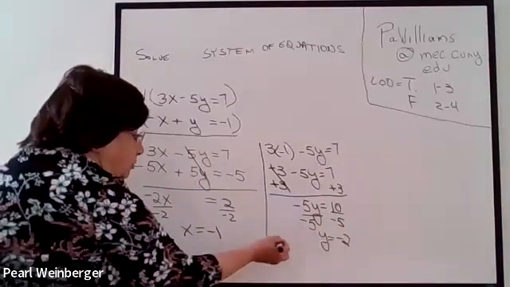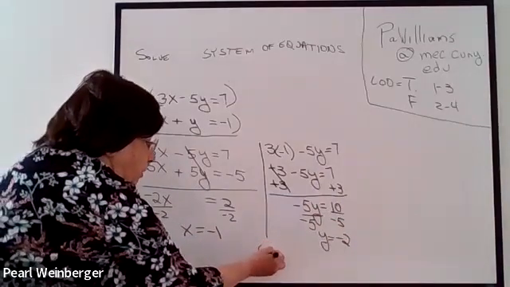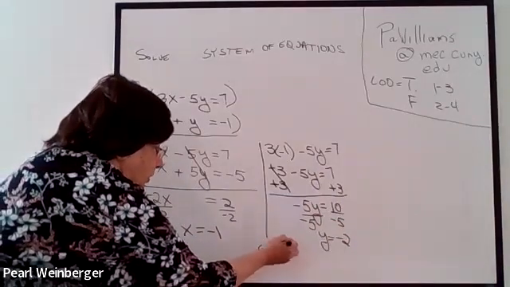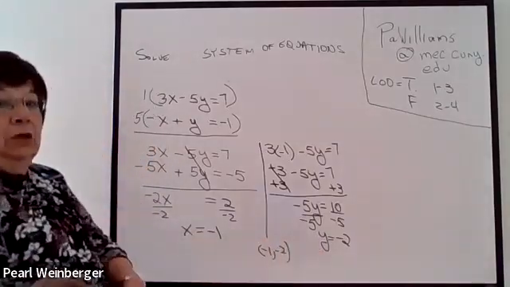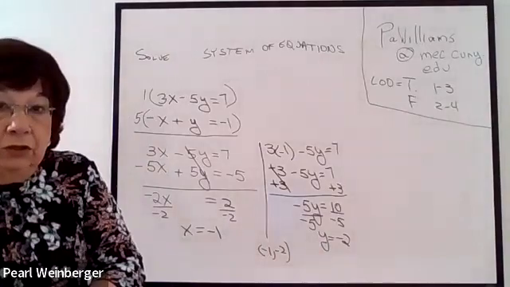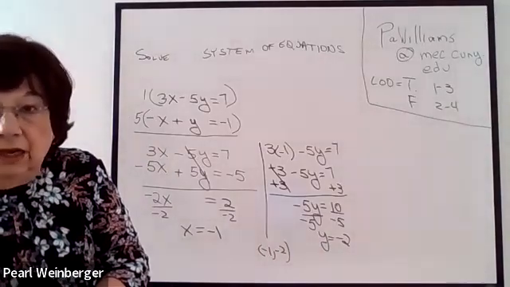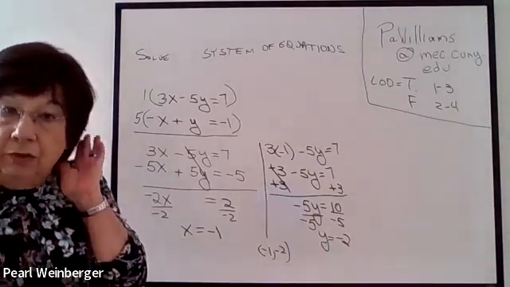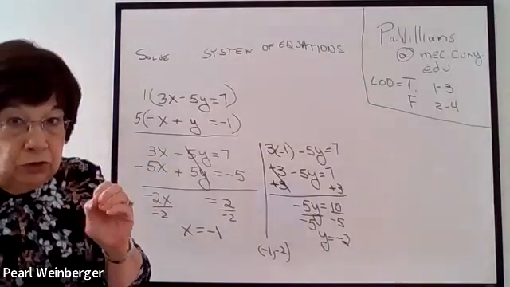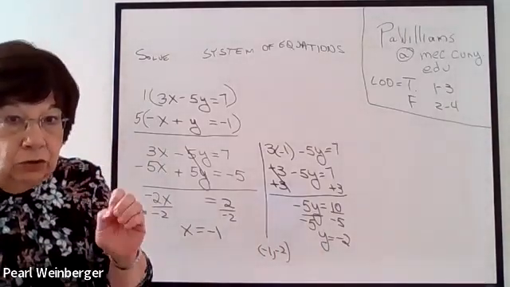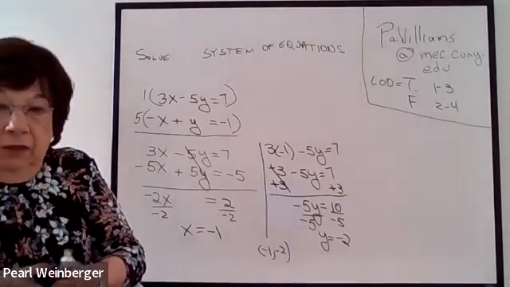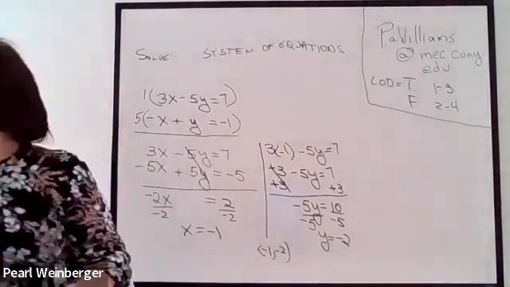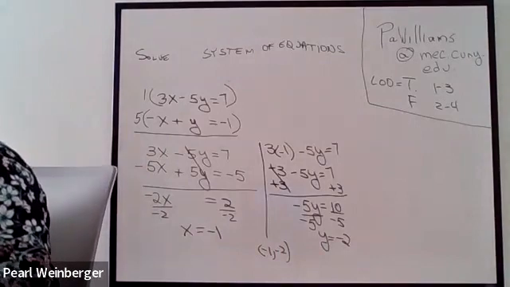So my final answer is negative 1 comma negative 2. The x is negative 1, the y is negative 2. You can always check the equations to see if it works. This answer has to work in both equations. That's why it's called the solution of the system, because it works in both. Okay, let's see if we can do another problem.